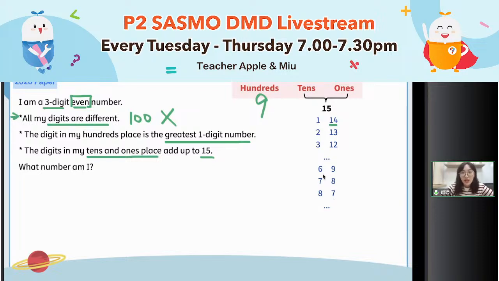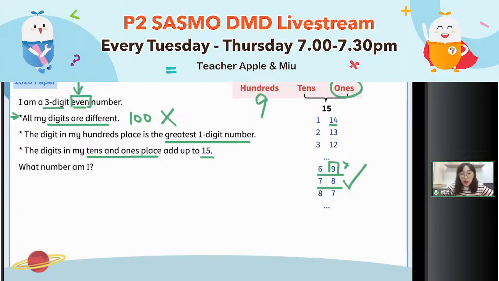Okay, and after that, some students want to choose 969. Is it possible? No. Why? Because here you see the digit 9 is repeated, okay, cannot. And then move on, can it be 978? Yes, it must be 978, okay? Because you need to make sure that for the ones place, it can only be 0, 2, 4, 6, and 8, because this is an even number, okay?